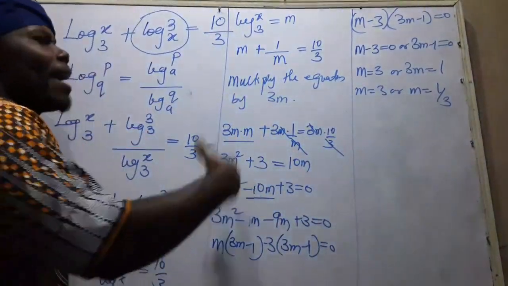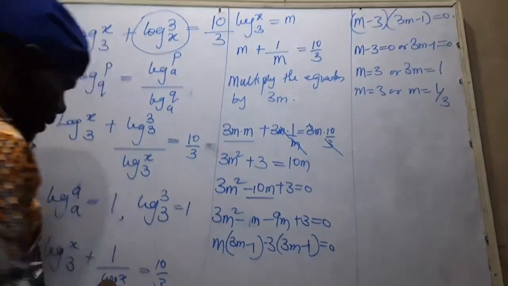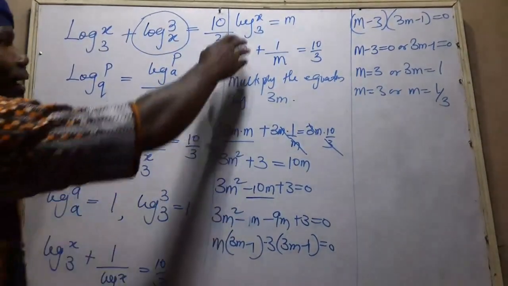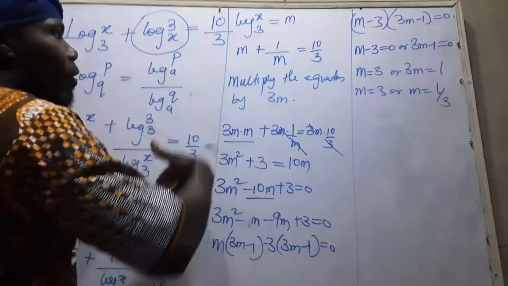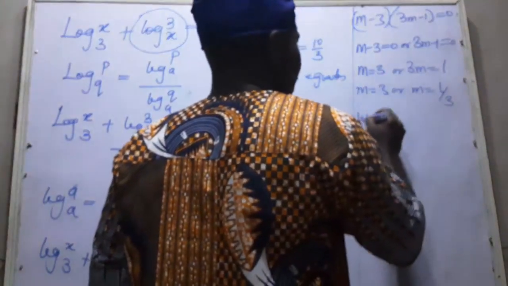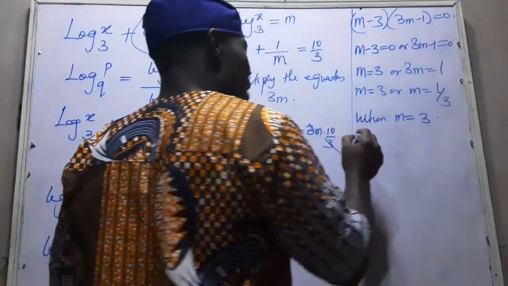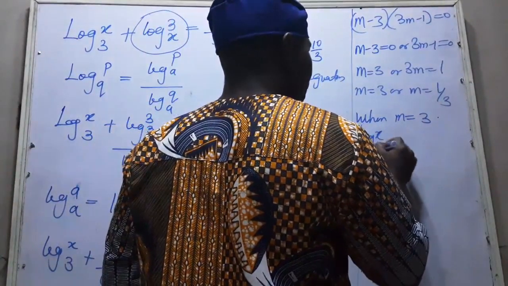We have represented m to be log x base 3. So let's consider when m is equal to 3, and we have log x base 3 is equal to 3.